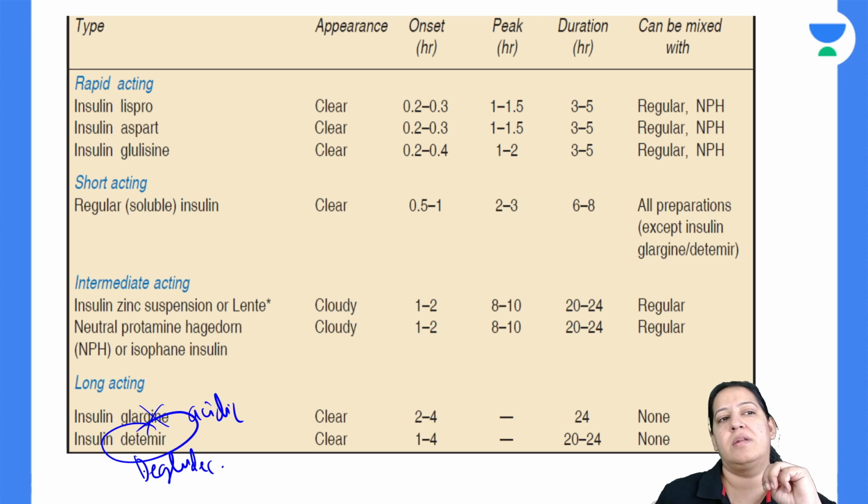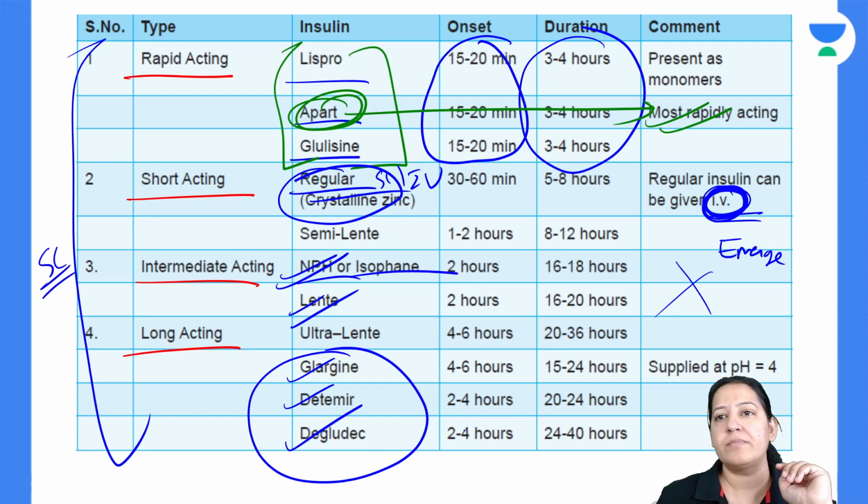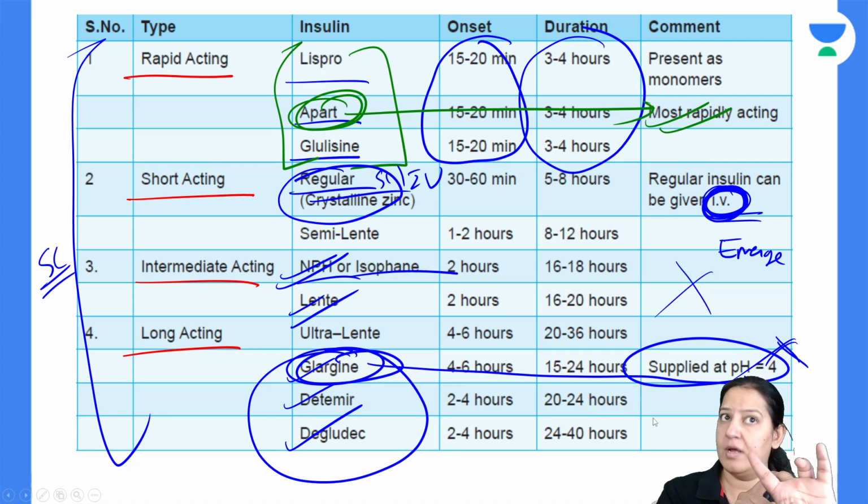It is a new insulin. It is also long acting. Among the three, longest acting is degludec. Glargine, only glargine has an acidic pH, so it cannot be combined with others. So an MCQ will come on what? Acidic pH is of glargine. IV to be given is regular, and most rapid acting is aspart. Most long acting is degludec, the new one.